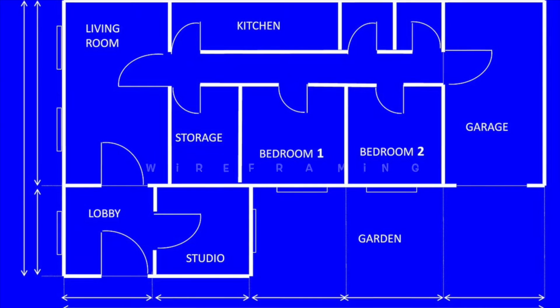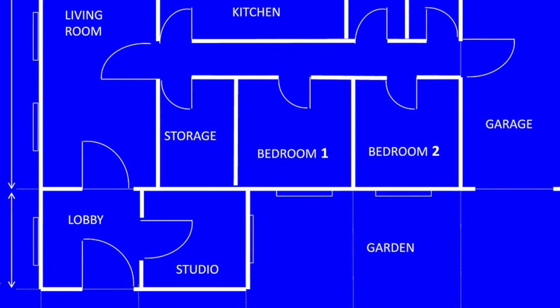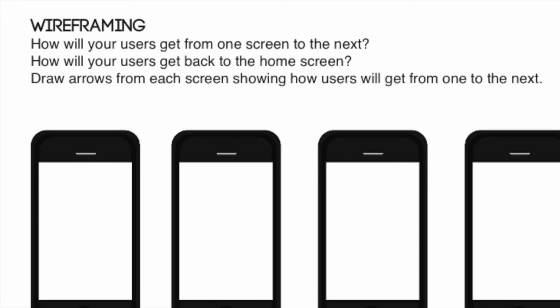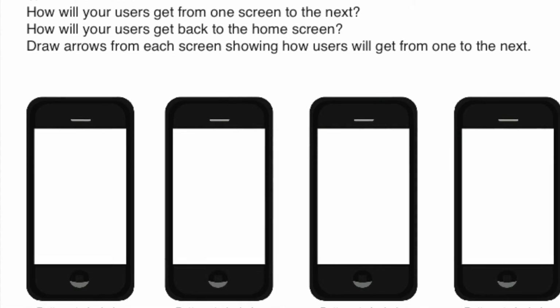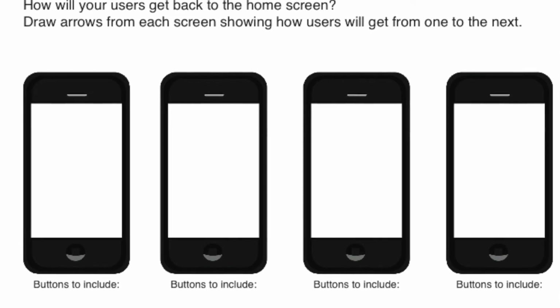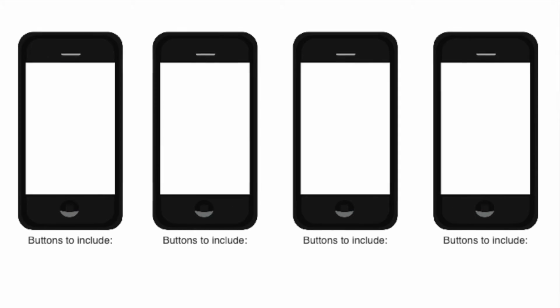This process is called wireframing. A wireframe is like a blueprint for an app. Wireframes tell app creators how apps are laid out and how users navigate between screens. To make a wireframe for your app, you can try this wireframing template from the App Authors Toolkit. You can also just draw arrows between your screens so that you know how they interact with each other.